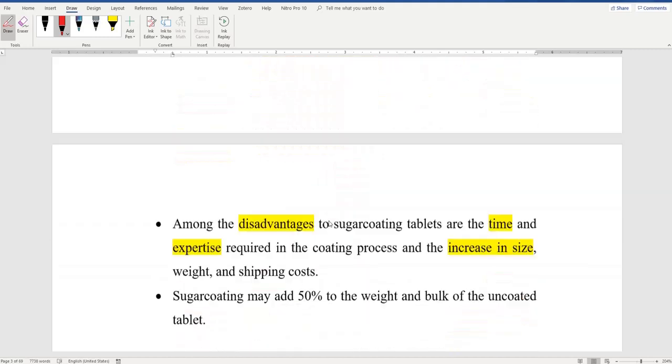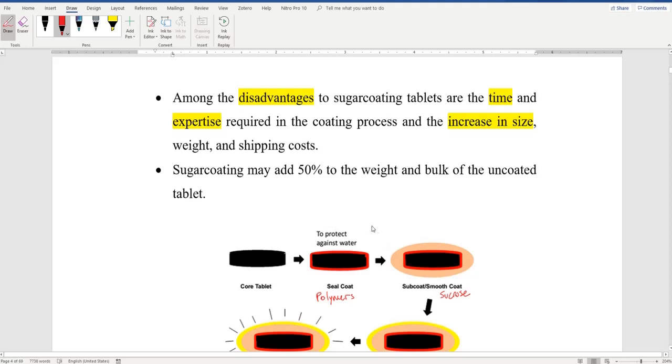Now, what is the problem with that? There are disadvantages. One, it takes a long time. Later in part two, we will talk about coating in general, including sugar coating, and you will see that so much time and effort is involved, and it needs expertise, a process done by someone specialized. So it takes a long time, has many steps, needs expertise, and another disadvantage is the increase in size.